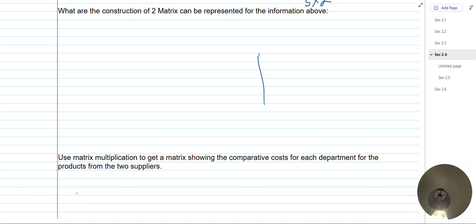Okay, let me get that. Use my other pencil.